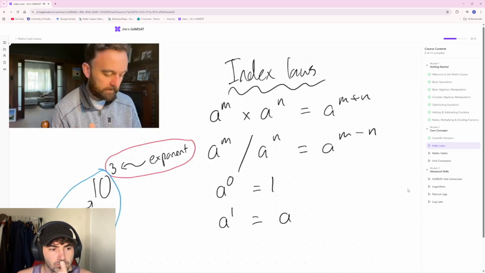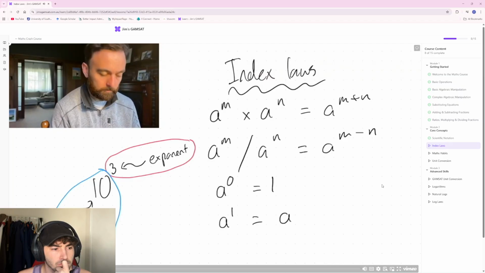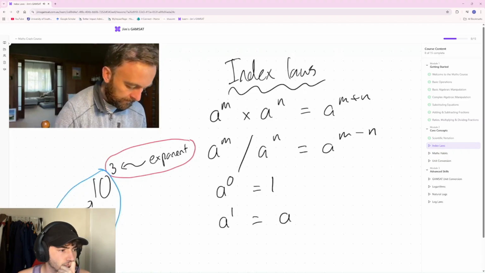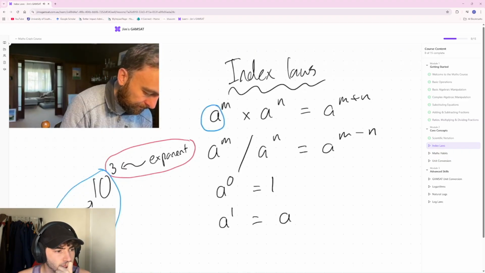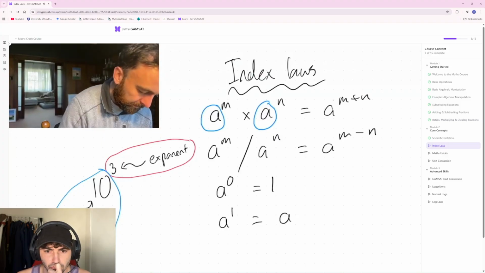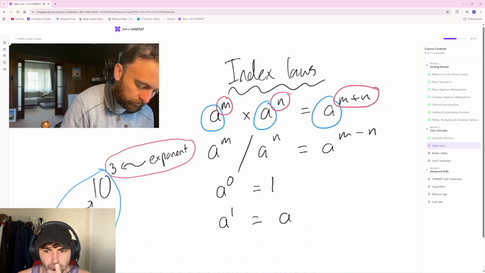Now, there are a bunch of different index laws, but I just wanted to touch on these 4 to start with at least. You can expand this as you go, but these are the ones you need to have down pat. What they say is that if I'm multiplying 2 numbers with the same base, so that's all this A means, it's just that the base is the same, then we can just add together their exponents and drop one of those bases.